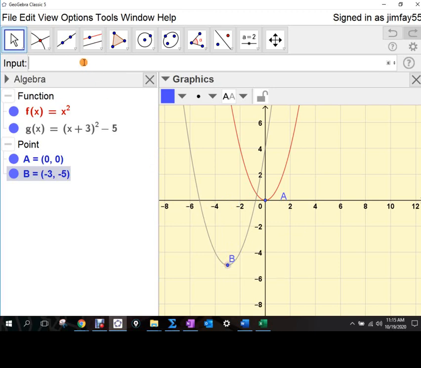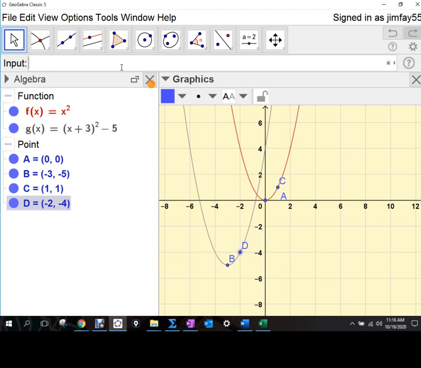Okay? There's another point, 1, 1, that exists on the red graph, the red curve. If I take that point, 1, 1, and subtract 3 from the x, and subtract 5 from the y, does it get me a point that is on the gray?